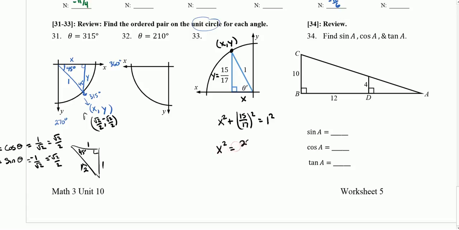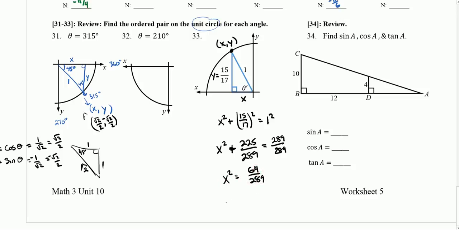15 squared is 225. 17 squared is 289. It should be a plus sign, not an equal sign. Equals 1 squared, which is 1. But I see I have a fraction, so instead of writing a 1, I'm going to write 289 over 289. Subtract 225 from 289. We end up with x squared is 64 over 289.